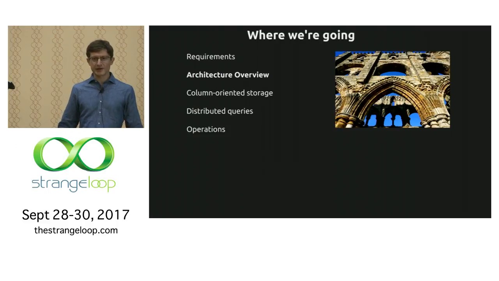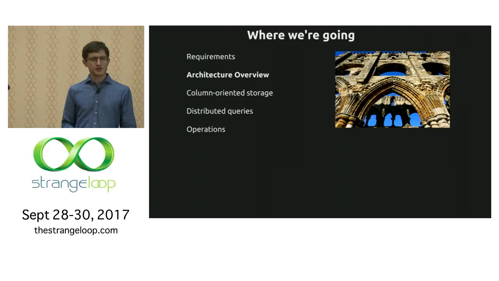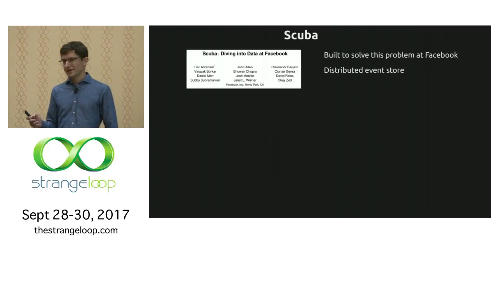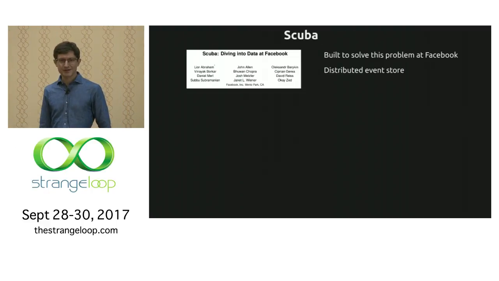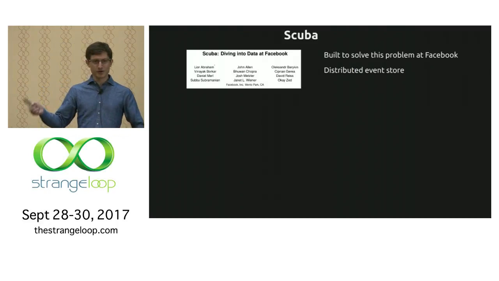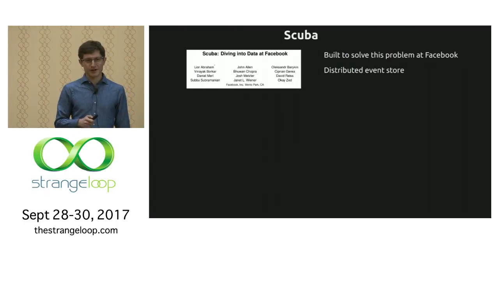So what does a system look like that can handle this sort of workload? Well, it turns out someone already built one. It's called Scuba. Scuba is a system that was built at Facebook. They released a paper on it called Scuba Diving into Data at Facebook. And this being Strange Loop, there's a pretty high chance that one of these 12 people is sitting in the audience somewhere.